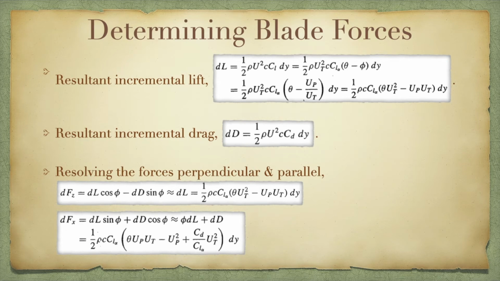That's equal to the previous equation, resultant incremental lift. And dFx is equal to dL sin phi plus dD cos phi. That is approximately equal to phi dL plus dD. On substituting the previous two equations, we get dFx is equal to 1/2 rho c CL alpha [theta UT UP minus UP squared plus CD by CL alpha UT squared] dy. These are the forces perpendicular and parallel to the rotor disc.